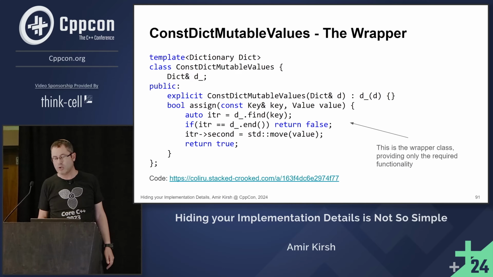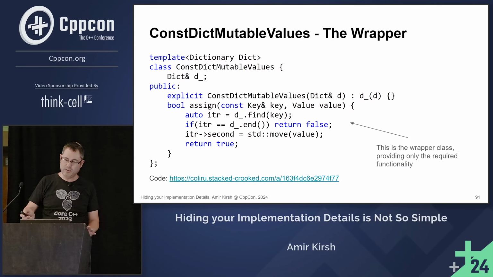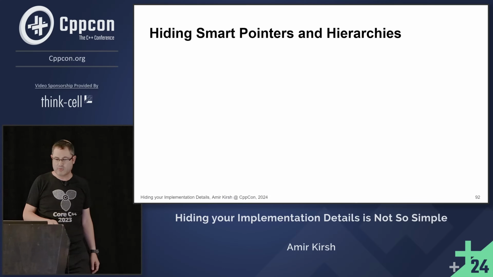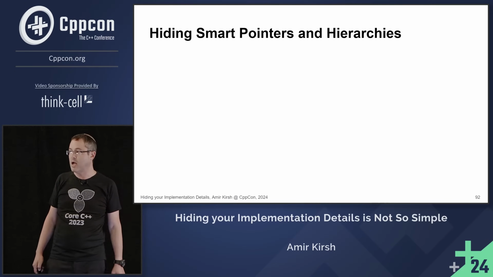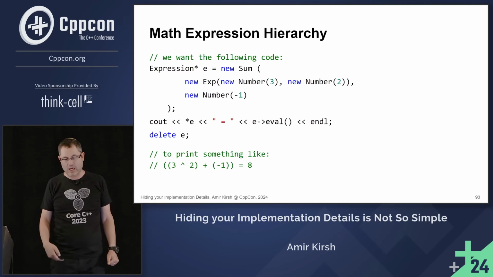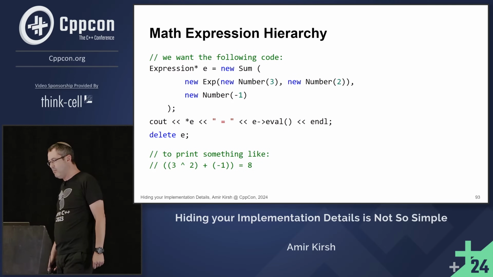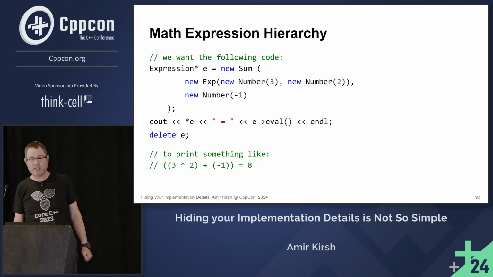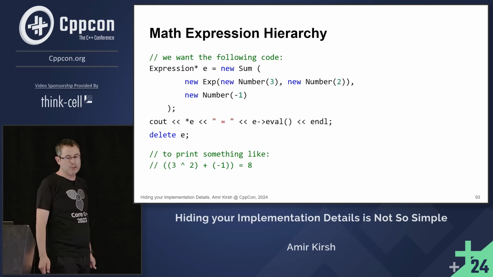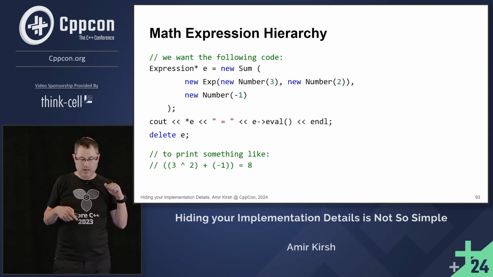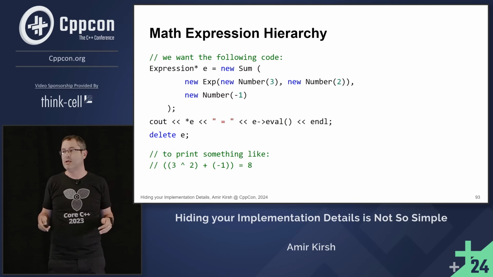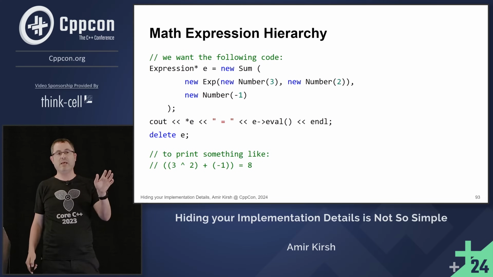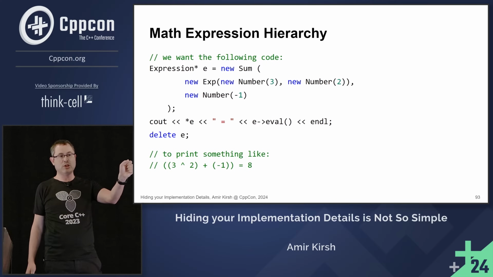Yes, this is what we want, in a way, either with a concept, which is a bit less strong, or with this wrapper. Let's talk about other cases, hiding smart pointers and hierarchies. I have another talk in which I implement a math expression. So let's assume that we have a math expression, and this math expression is being built with a new sum, which holds a new exponent, which holds numbers, and eventually the entire tree is being held with this expression pointer e.